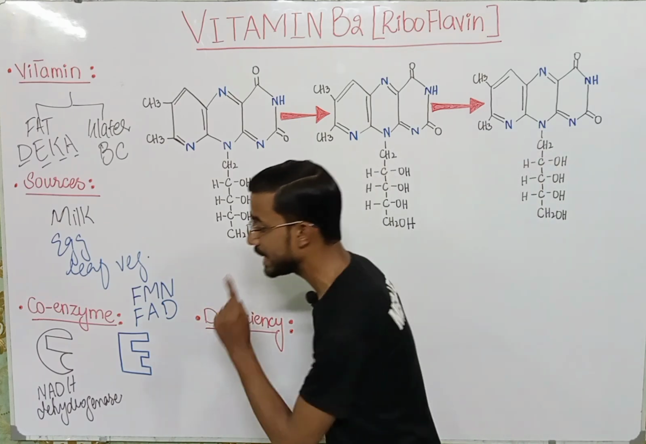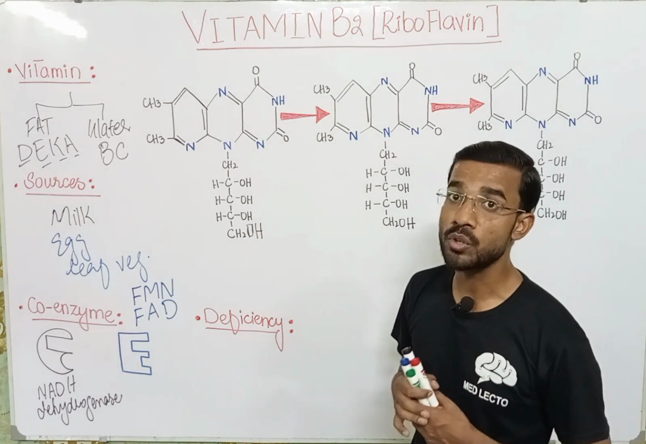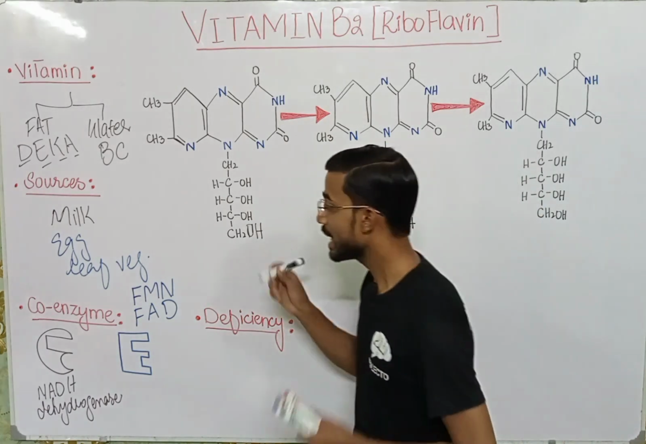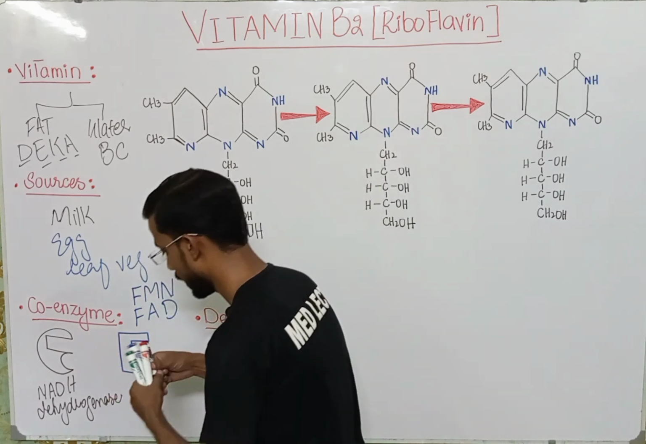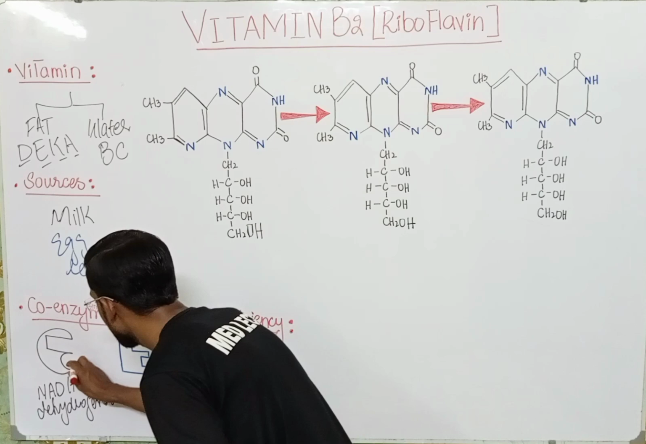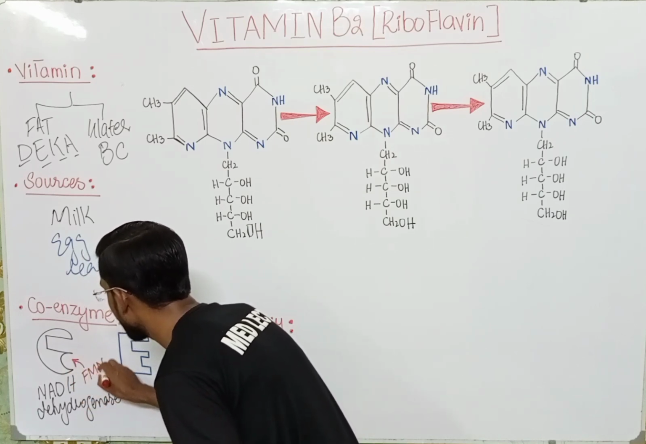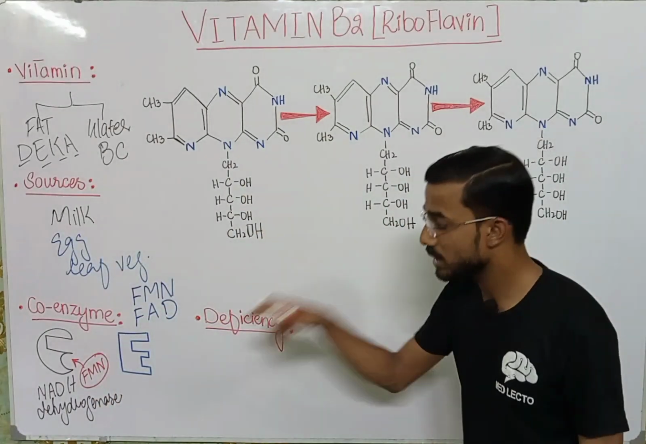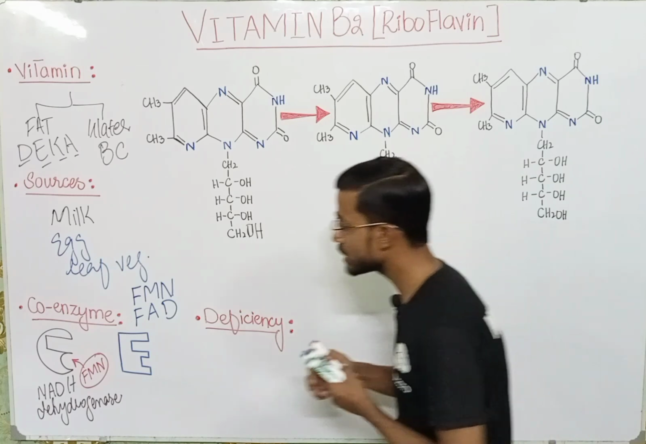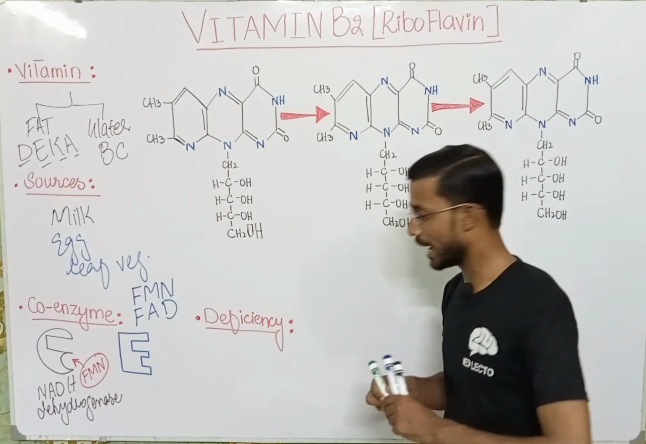So in the NADH dehydrogenase, which form of riboflavin will you see? You will see FMN, flavin mononucleotide. This form of the vitamin will attach or act as coenzyme for this enzyme. Okay, next enzyme is succinate dehydrogenase.